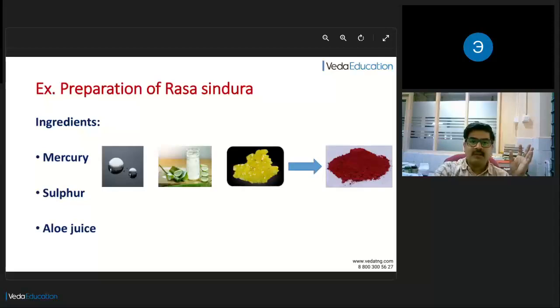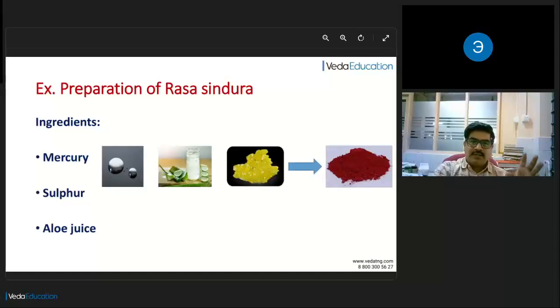Okay? So basic ingredient, we will just see an important drug called Rasasindura. How this Rasasindura is prepared, that we will just see.